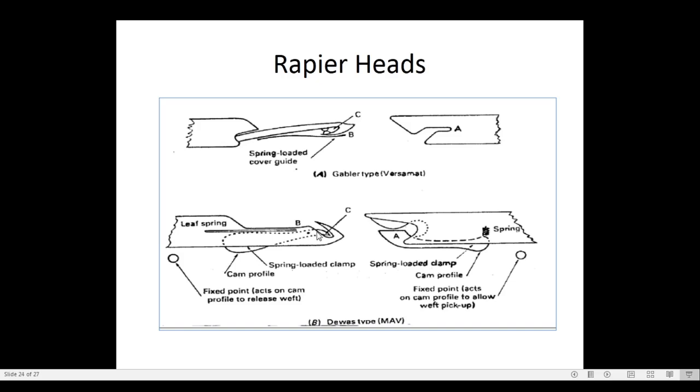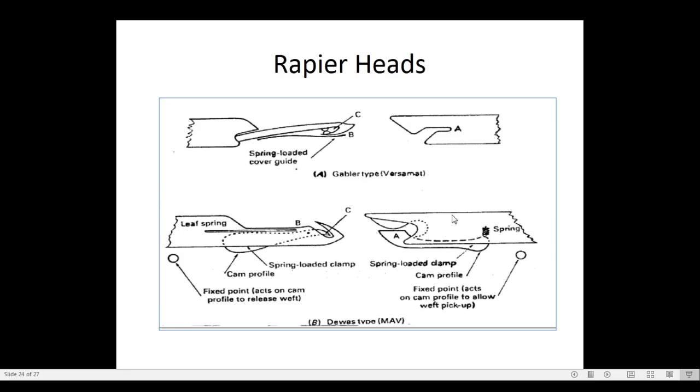Okay, so when the weft goes out of the fabric, the weft has to release. When the rapier head goes out of the fabric on the right hand side, the weft has to release. At that time, this cam profile hits this fixed part, and this holder or gripper releases the weft on the receiving side. So this is the Dewas type system.